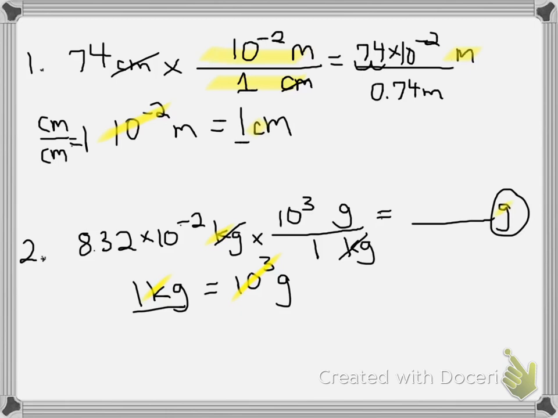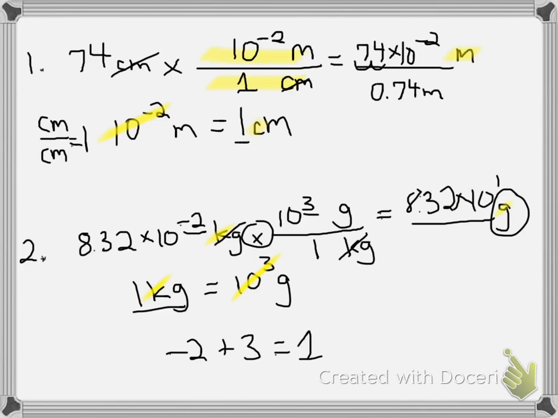So now I multiply, and just a quick refresher on how to multiply exponents. Okay, if I have exponents and I'm multiplying them, then I'm really adding them. So negative 2 plus 3 gives us 1. So I have 8.32 times 10 to the first, which is really 83.2 grams.